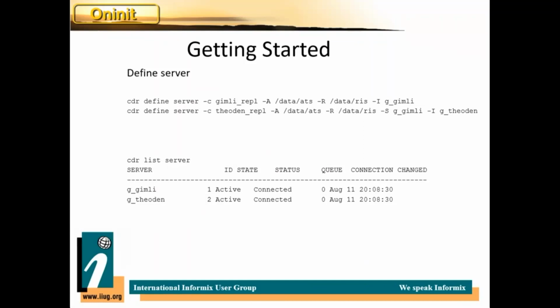The next line down, cdr define server. Again, we're connecting to Theoden REPL. So we're connecting to the box now, and we're telling it to synchronize with G_Gimli. And then we're telling this server to initialize G_Theoden. I was always advised that when you connect on the define server, you want to connect on the actual server and not the group.